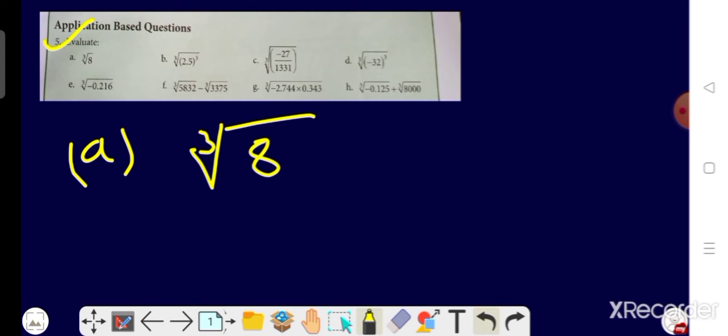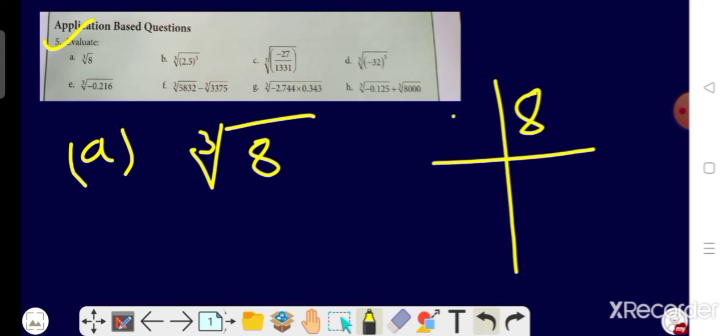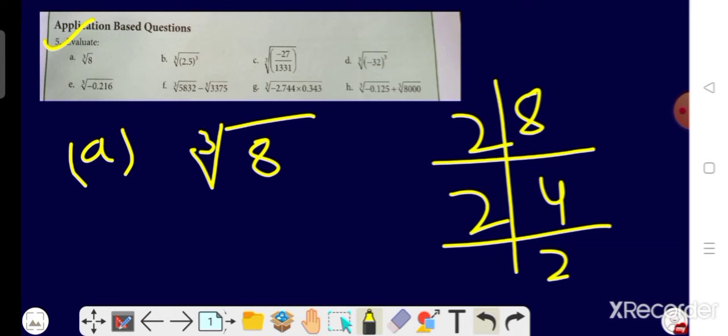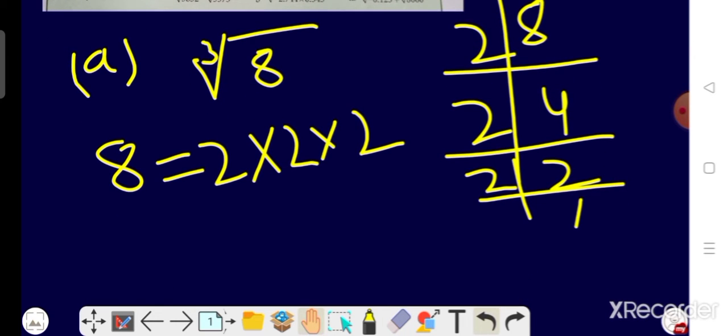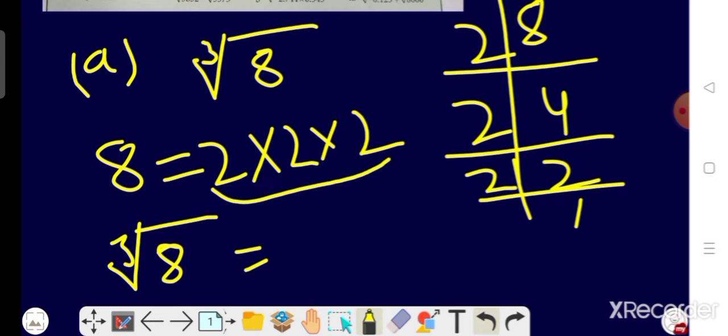Here we use prime factorization. The prime factorization of 8: 2 fours are 8, 2 twos are 4, and 2 ones are 2. So 8 is equal to 2 multiplied by 2 multiplied by 2. Now we have to find the cube root. Here we have only 2 as the prime factor of 8, and 2 is in a group of 3. So the cube root of 8 is a single 2. This is the answer of the A part of question 5.